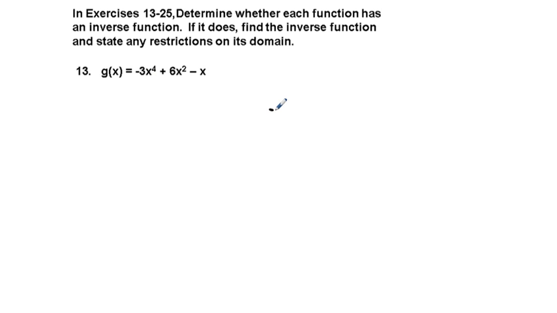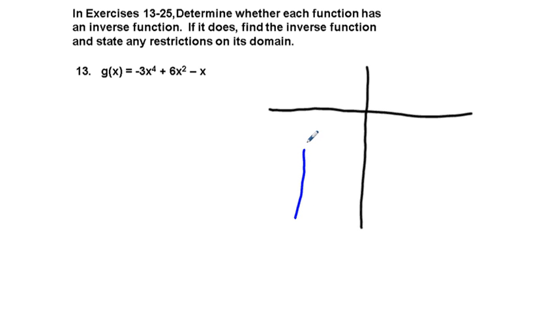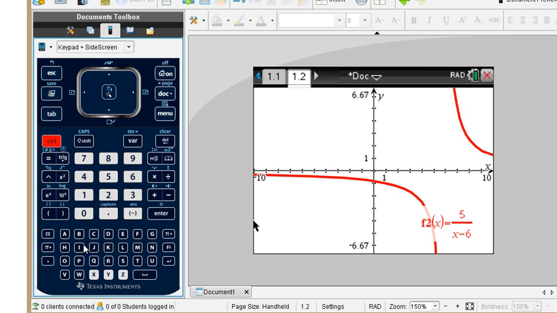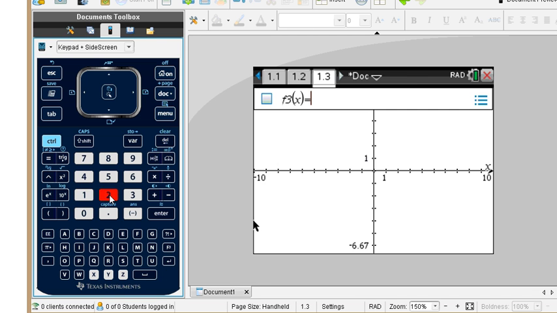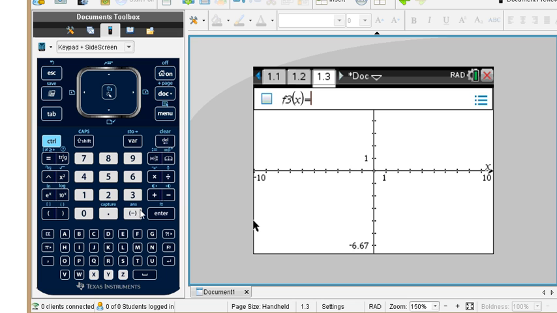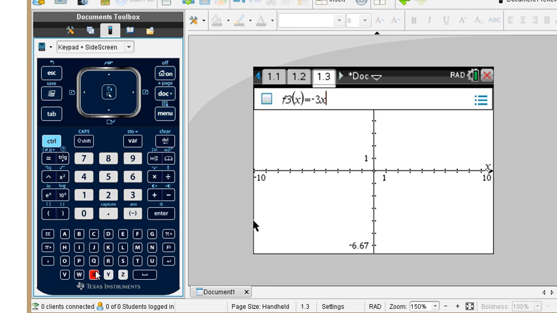So conceptually, the thing is going to start low and end low. So it's going to come from low like this, and we don't know what exactly, and then end up low like this. So probably it's not going to pass the horizontal line test, but let's go ahead and take a look at this in graph. Control I, at graph, negative 3x to the fourth power plus 8x squared minus x.